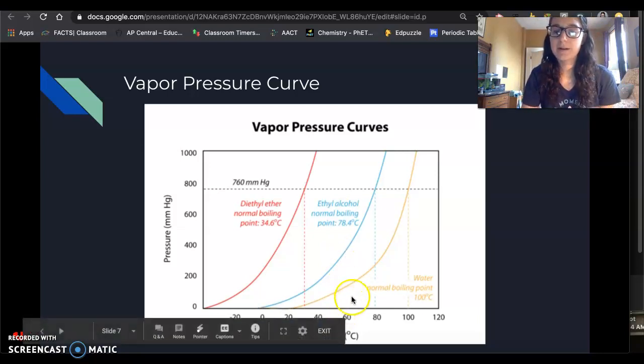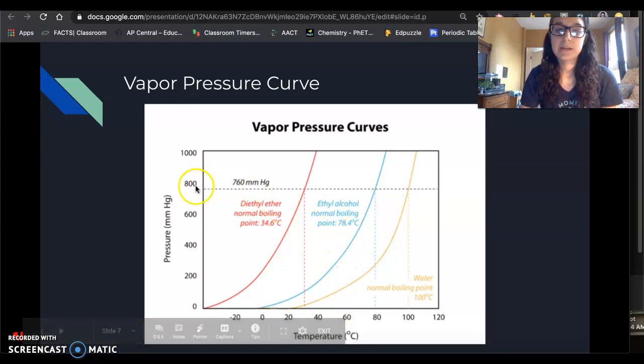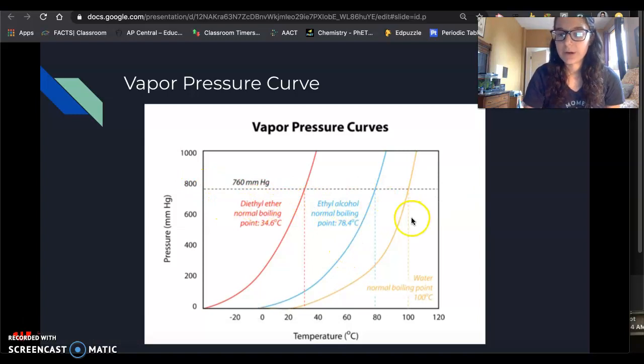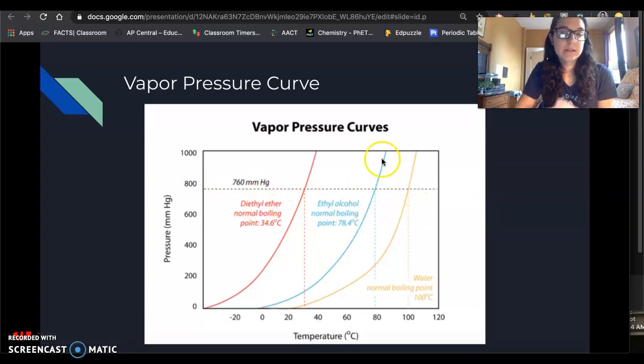So you can compare at a given temperature what the vapor pressure of different liquids are, and you can see how their boiling points differ. Water, again, has a boiling point of 100 degrees Celsius. Diethyl ether only has a boiling point of about 30 degrees Celsius.